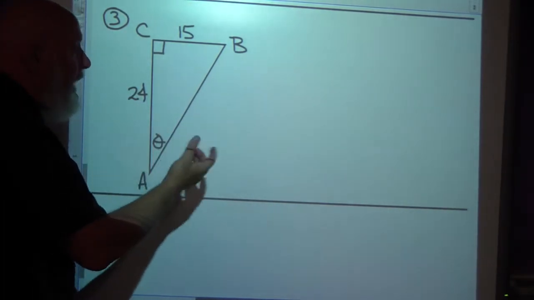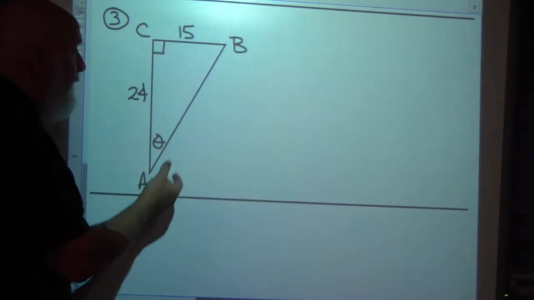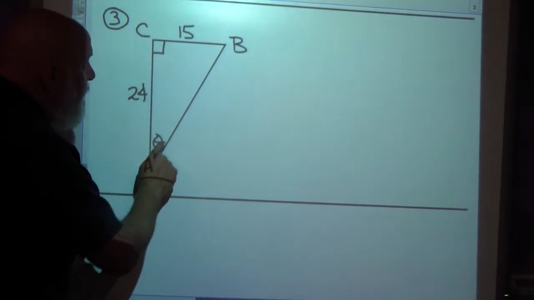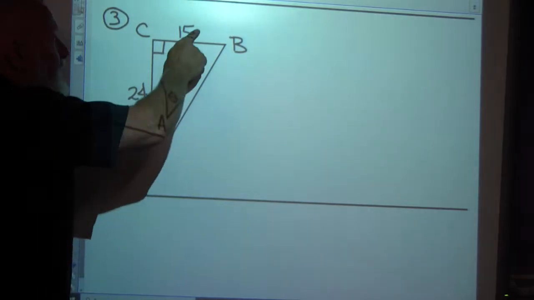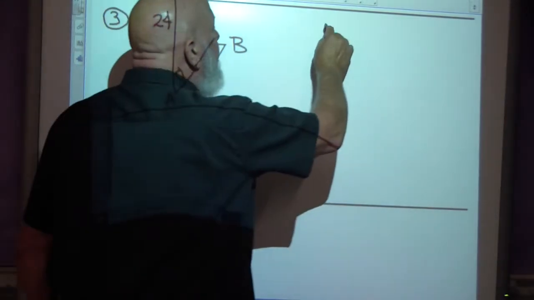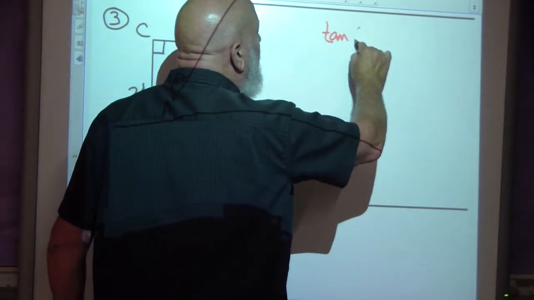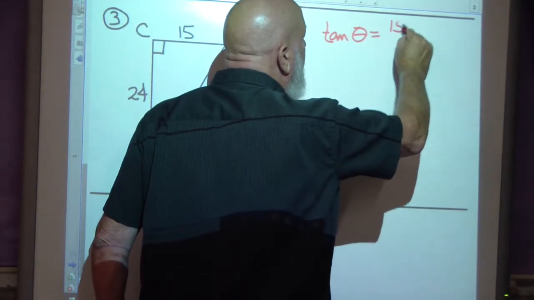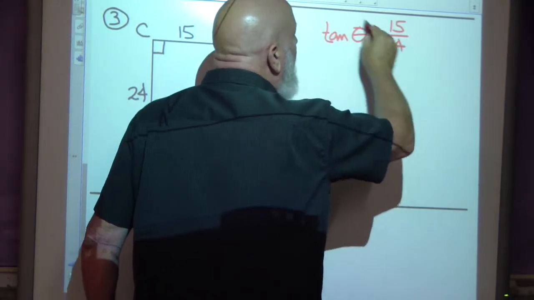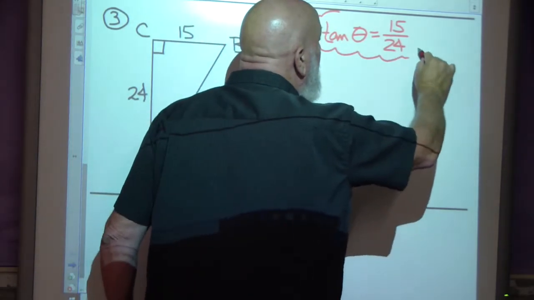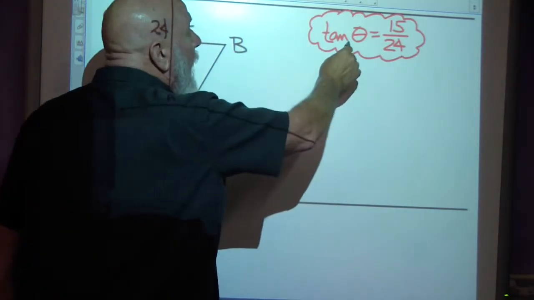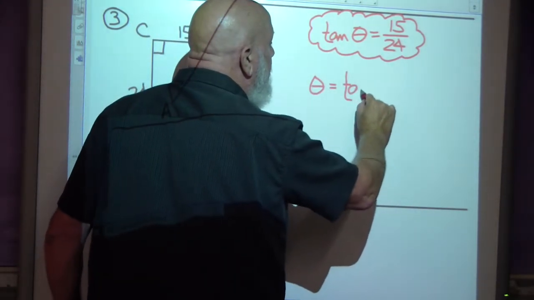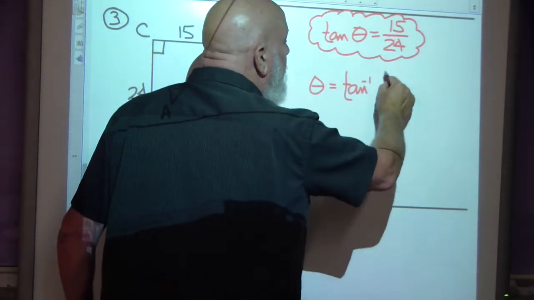I want to have two sides that I know, and the right trig function that involves those two sides. So I'm looking at this and I said, well, how about the tangent of theta? I look at the tangent, and that's opposite over adjacent. I have these two sides, so I'm thinking to myself, well, if the tangent of theta is 15 over 24, and this is just a thought bubble, you don't have to write this. You can write it if you want to, but it's not necessary. I can therefore say theta is the inverse tangent of 15 over 24.